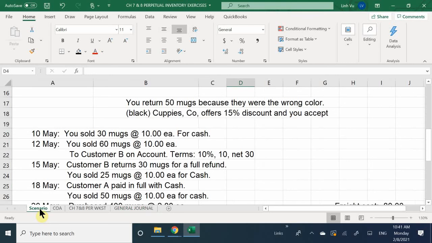So then what has happened on the 15th of May? Customer B return. I guess he didn't like the mug, or he said maybe he bought too many. So customer B decides to ask for a full refund for 30 mugs. Okay, so how are we going to grant him this? How are we going to journalize this if we're going to refund for a full refund for 30 mugs?